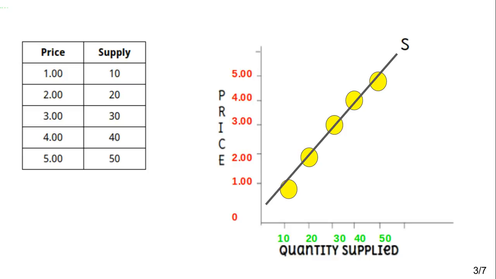And remember, supply curves go in a different direction because it has that one-to-one relationship. So as price goes up, supply goes up. It's got a direct relationship versus demand that has an inverse relationship.